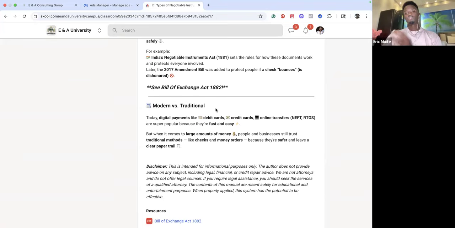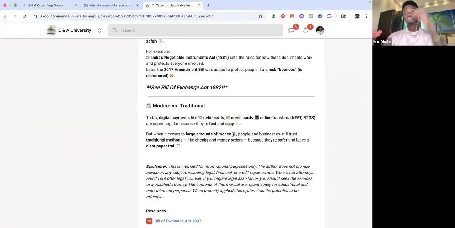And so the modern versus traditional. Now, this comes down to digital payments like debit cards, credit cards, online transfers, and other popular things that we use nowadays, right? They're faster, they're easier, and it's more convenient, right? That's what people prefer to do because nobody is carrying securities with them, right?